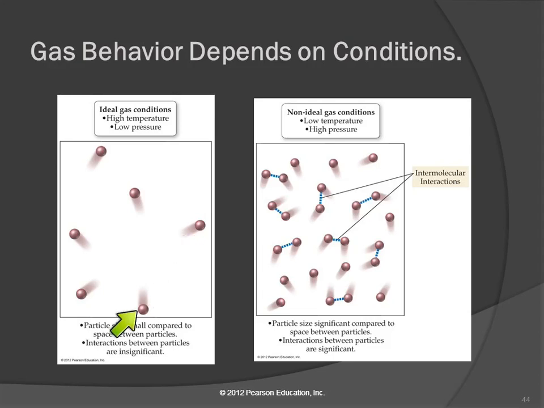On the left, we have a picture of ideal gas behavior corresponding to the kinetic molecular theory. And remember we said the particle size was small compared to the space between the particles. The interactions between the particles are insignificant.